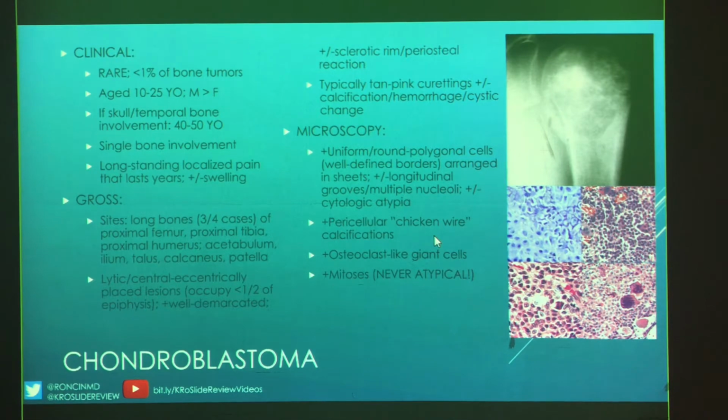We saw some areas that looked like maybe it was trying to start those calcifications, but that's something that can really help you get to this diagnosis. Having these osteoclast-like giant cells should also be present, and there should be mitotic activity, but it should never be atypical in these.